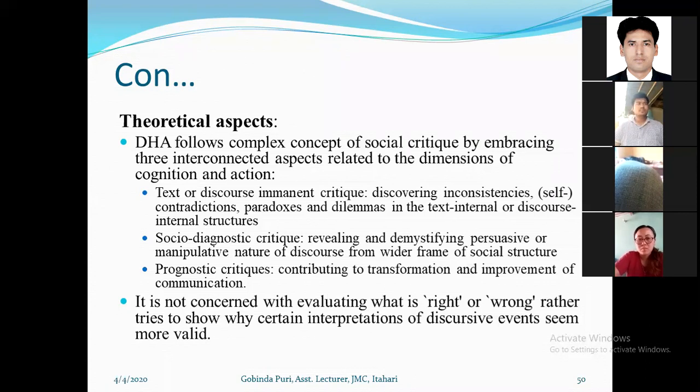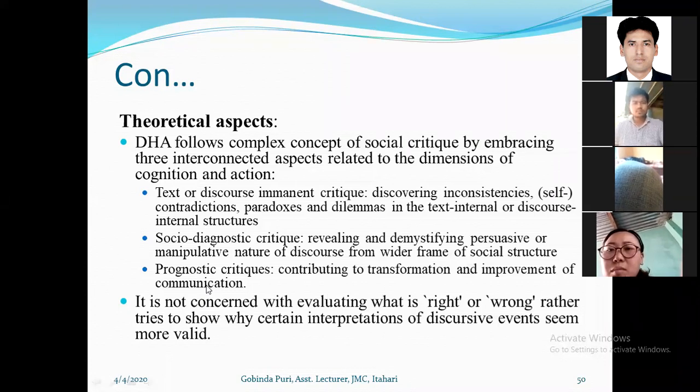Okay, so text or discourse immanent critique is the discovering of inconsistencies, self-contradictions, paradoxes and dilemmas in the text, in the discourse-internal structure. Even within the text, there can be some paradoxical, contradictory elements, or some kind of dilemma within the text that has to be analyzed.